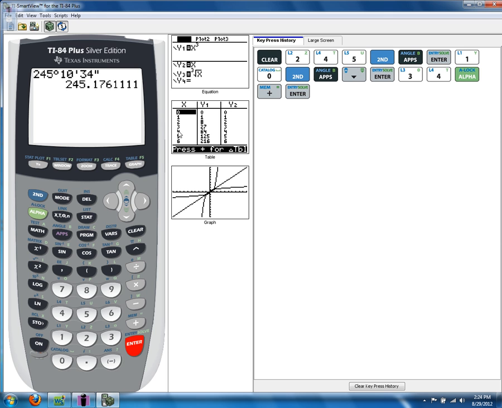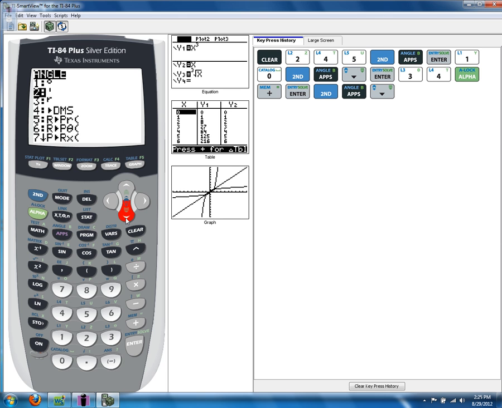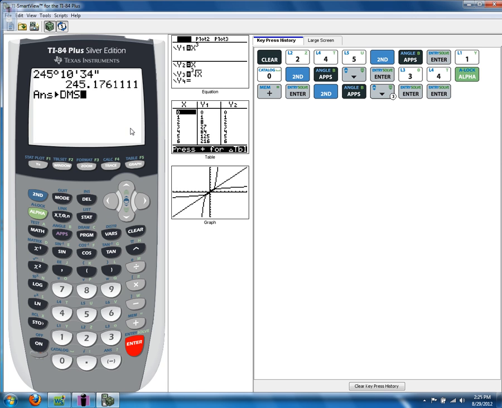And if I want to convert back, so if I have 245.176, I'm going to go to my angle button. So second, go to angle, and this number 4 converts it to degrees, minutes, seconds. I hit enter, and it converts it back. So that's how you're going to convert back and forth on your calculator. There are a couple of problems that will give you an angle in degrees, minutes, seconds, and ask you to work with it. Before you work with it, you need to convert it to decimal degrees.